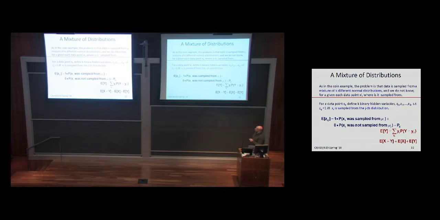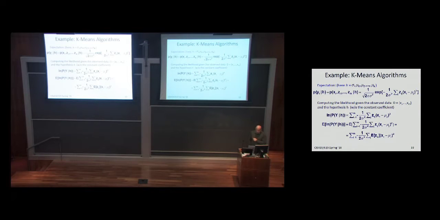Notice also that if I compute the expectation of this random variable zij, it's going to be 1 times the probability that xi came from mu_j, plus 0 times the probability that it was not sampled from mu_j, and therefore this is exactly Pij that I had in the previous slide. So E, the expectation of this zij, is just the probability that data point i came from j. Now with this, I can run EM and get the following k-means algorithm.